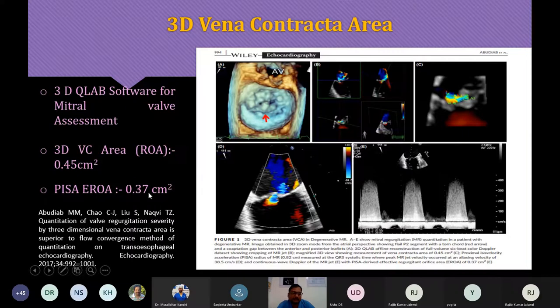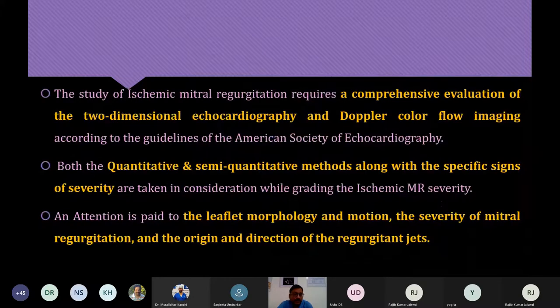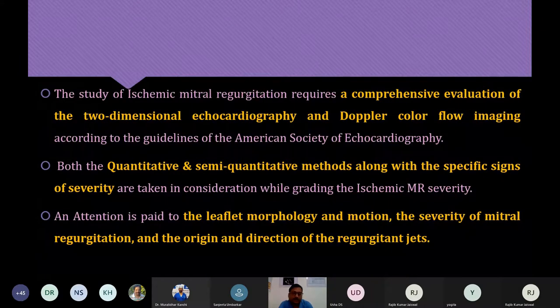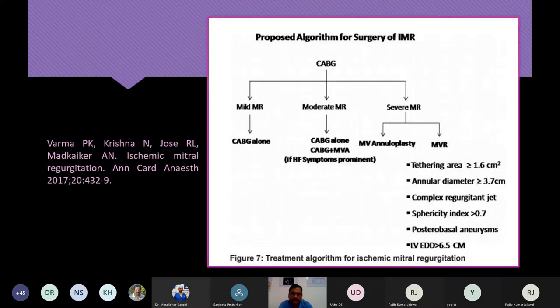So there is a big difference. One is becoming moderate, the other one is becoming severe. So probably the 3D vena contracta area measurement will be a gold standard, but they have not yet included it in the guidelines. So study of ischemic MR requires a comprehensive evaluation of the two-dimensional echo and Doppler flow profiles. Both quantitative and semi-quantitative methods, along with the specific signs, are to be considered for grading, and attention is to be paid to the leaflet morphology, motion, severity of mitral regurgitation, and origin and direction of the regurgitant jet.